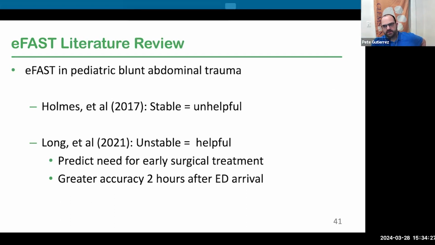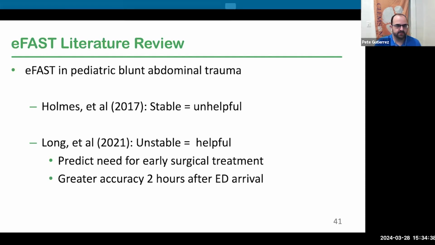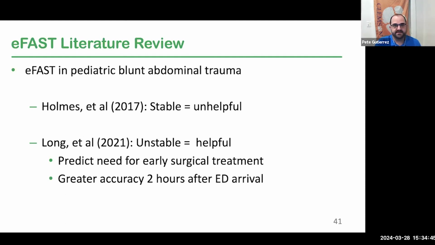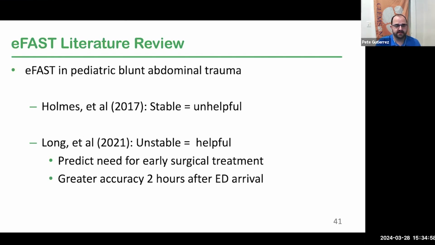So what does the literature say about the EFAST in our patient population? There's a lot of adult literature, but what does it say about pediatrics? So Holmes, back in 2017, found that in the stable blunt abdominal trauma patient, FAST is not very helpful. It's not particularly indicative of a clinically significant intra-abdominal injury.